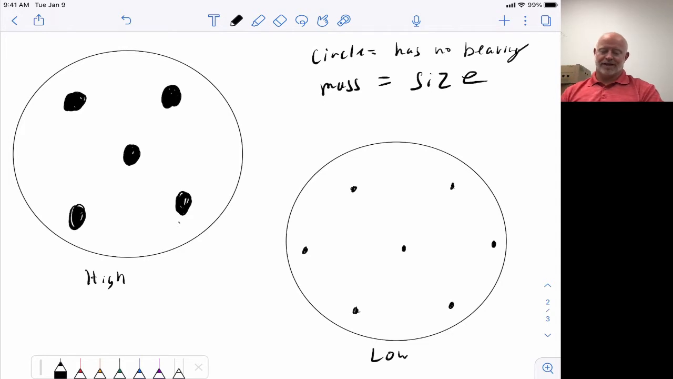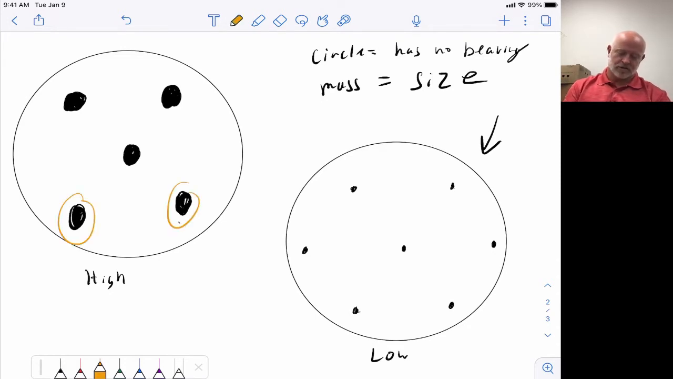Now notice in my low mass model, I put more dots in, but the number of dots has no bearing on the mass. So visually, you should look at this and say, oh yeah, I see bigger dots. So here, if I circle these, I see bigger dots. So there's more mass here, okay? I see smaller dots, there's less mass here. The number of dots doesn't mean anything, okay?